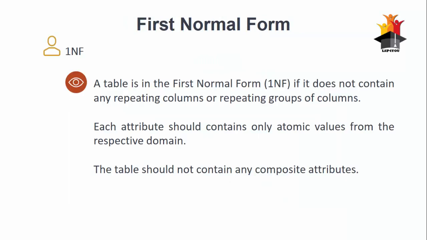Let's see the first normal form. The definition: a table is in the first normal form if it does not contain any repeating columns or repeating groups of columns. Each attribute should contain only atomic values from the respective domain. The table should not contain any composite attributes.